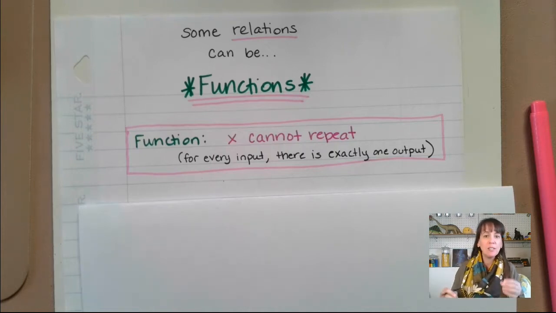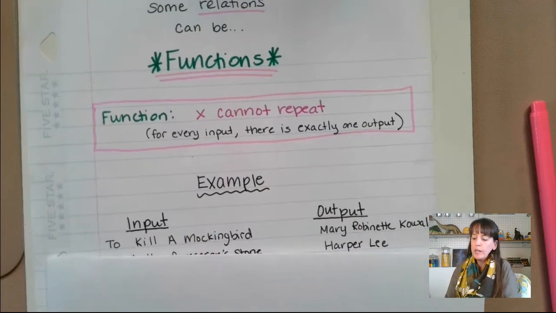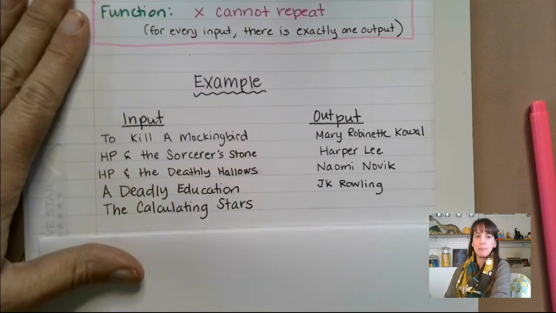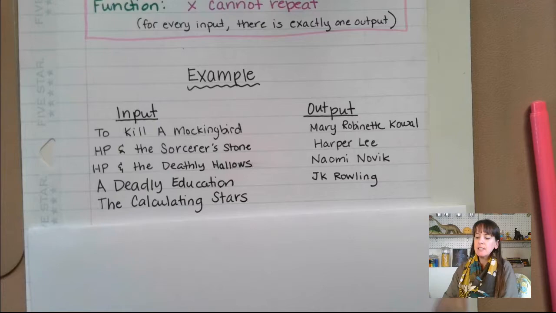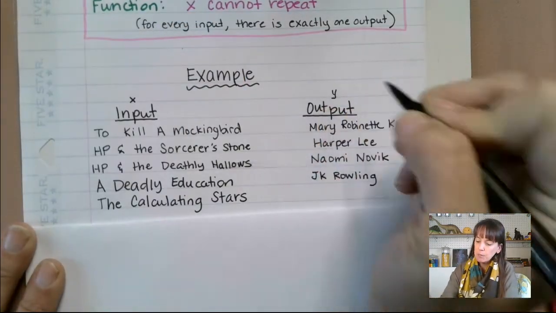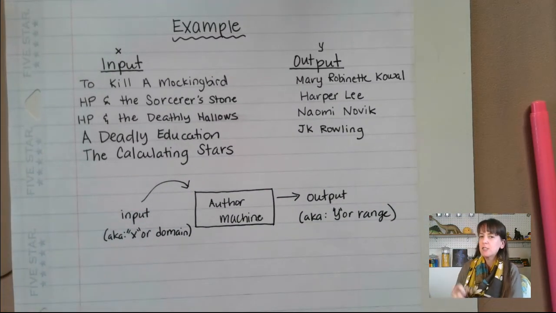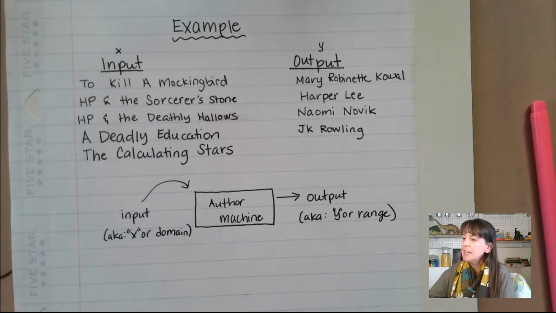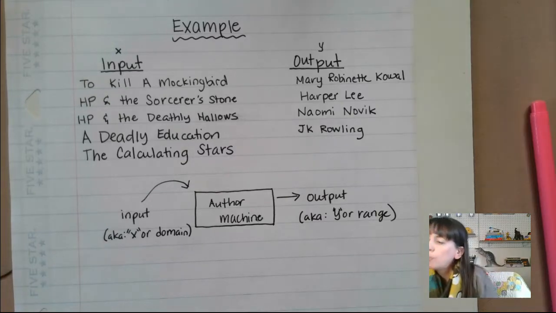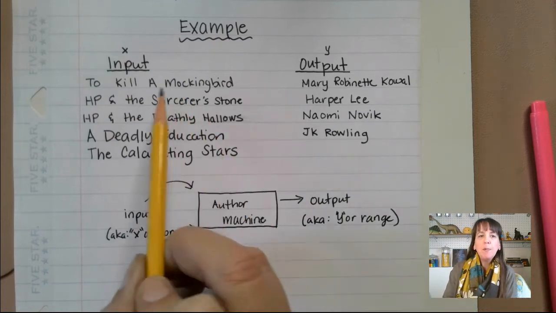So let's talk about this in non-math terms. I happen to love reading books, so we are going to talk about this thing right here. Here is a list of my inputs, aka my X's, and my outputs, which are my Y's. Here is my machine, and that's all a function is, just a machine. I'm going to put into my machine an input, and I'm going to get out an output. I'm going to put in To Kill a Mockingbird.